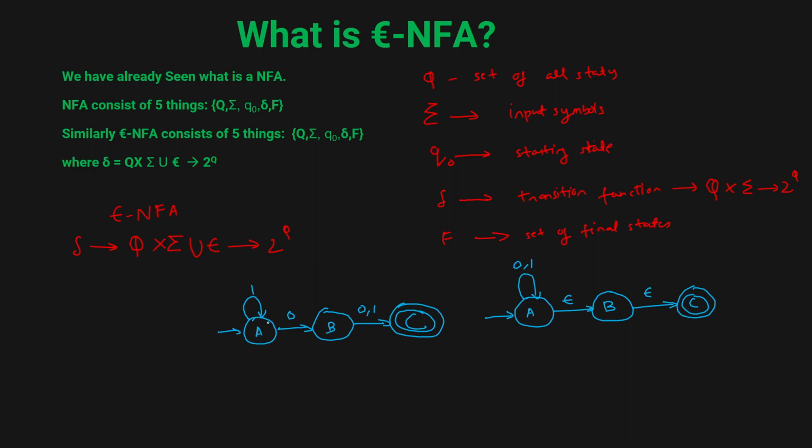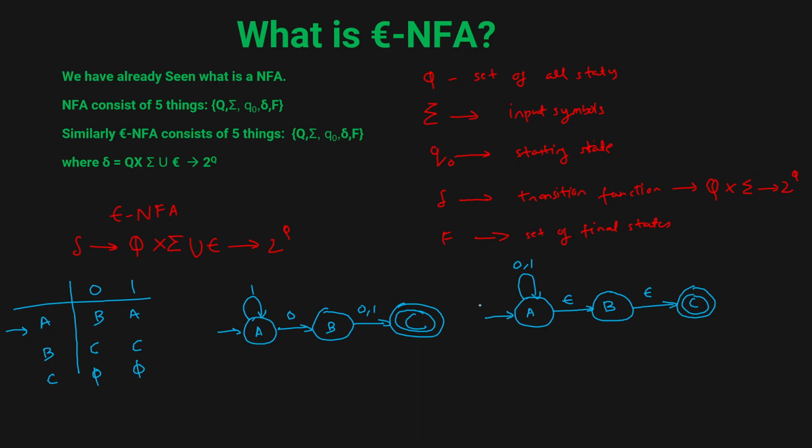So basically, let's say you are in state A for this NFA. Let's draw the transition table. We have our states over here, A, B, C. For normal NFA, what happens? You have input 0 and 1. In state A, if you get input 0, you go to state B. You get input 1, you go to state A. And in state B, if you get input 0 or 1, you go to state C. And for state C we have not mentioned anything, so we have the empty state.